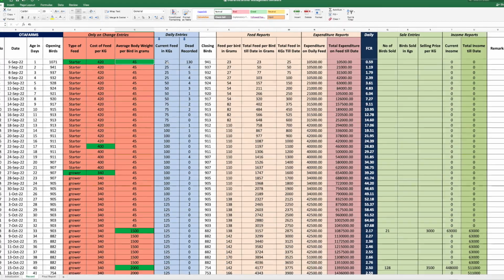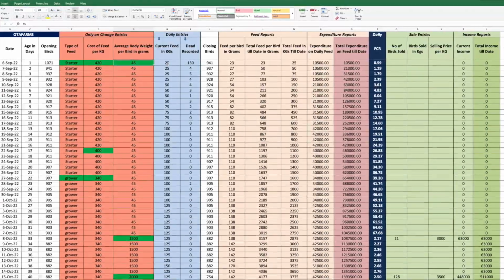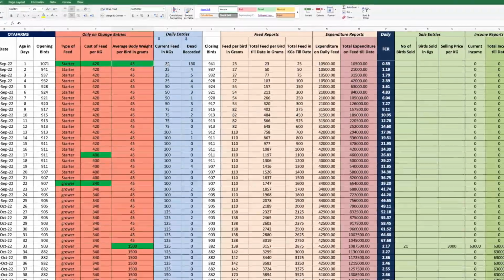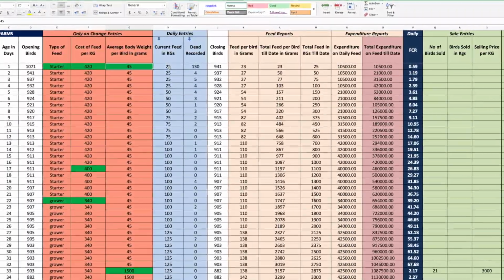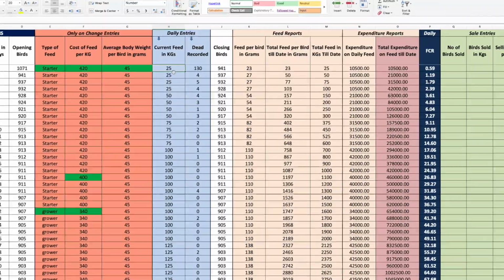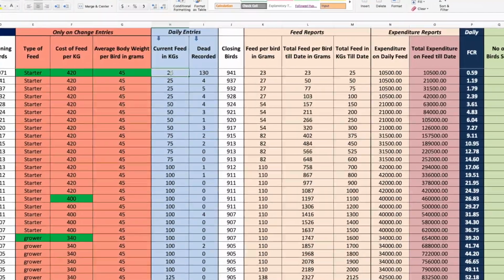Once you capture all that, every single day you want to capture the current feed in kilograms. How many kilograms are you administering? You want to capture all of that. You measure everything, and then you administer. Again, you always want to measure. On the very first day, we administer 25 grams.